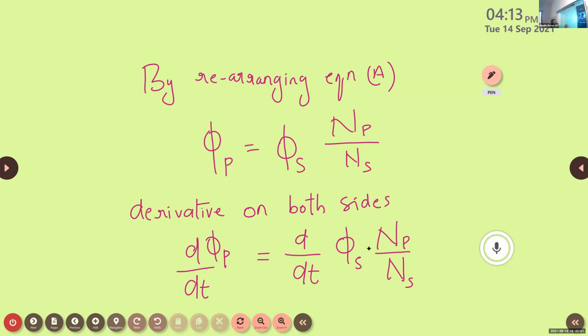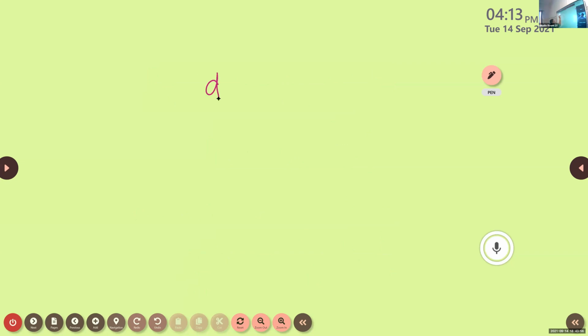So here we know that this NP by NS is constant. We can take it outside. So it becomes d by dt of the magnetic flux associated with the primary coil is equal to NP by NS into d by dt of the magnetic flux associated with the secondary coil. Then what do you mean by rate of change of magnetic flux? Rate of change of magnetic flux associated with the coil.